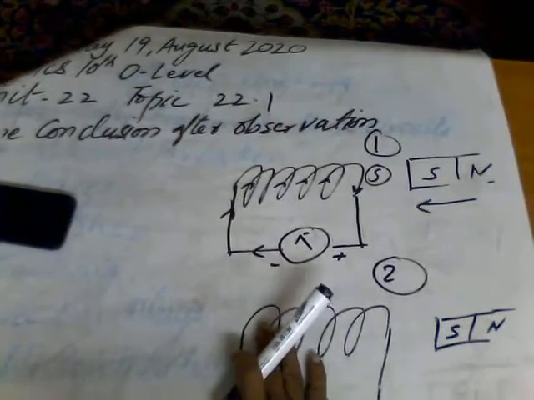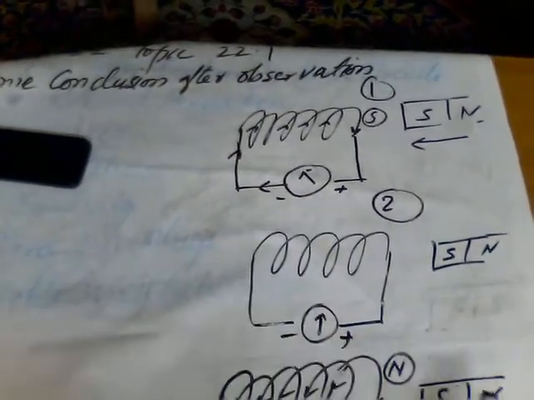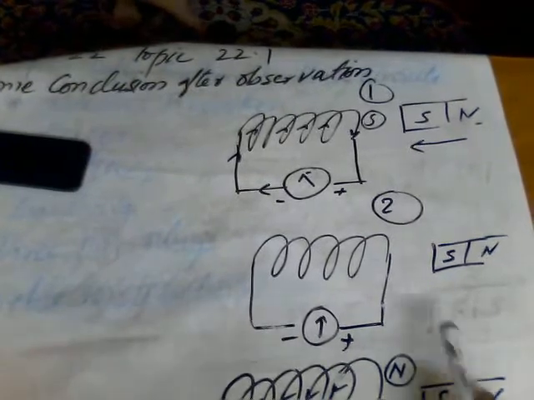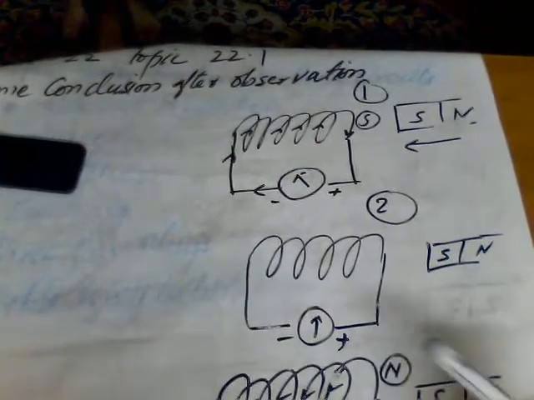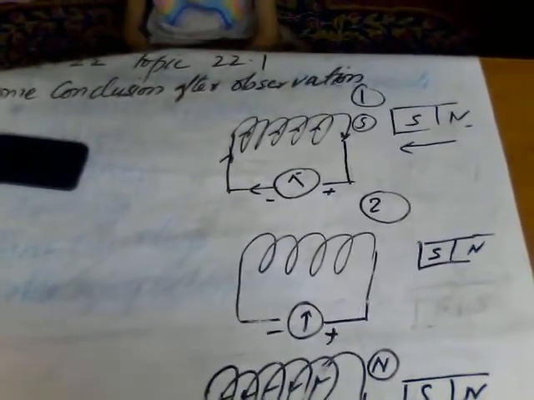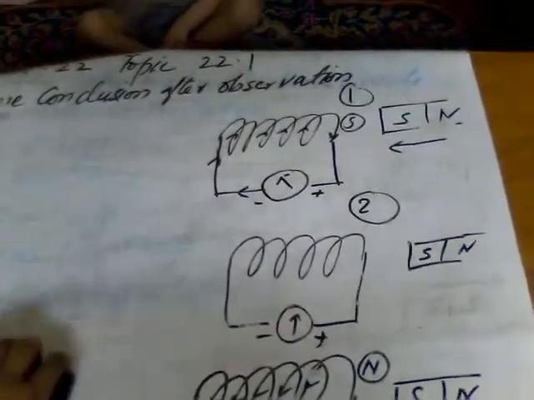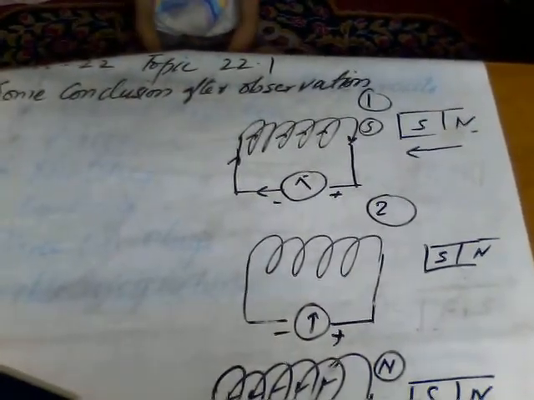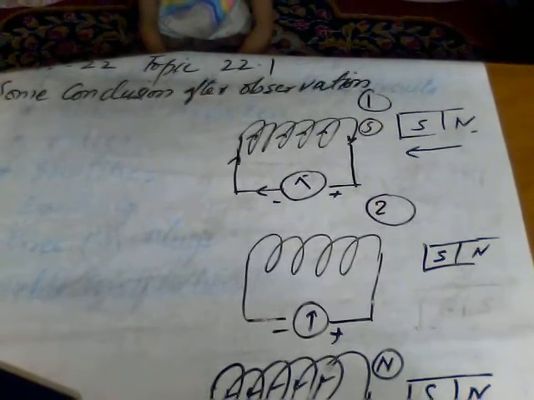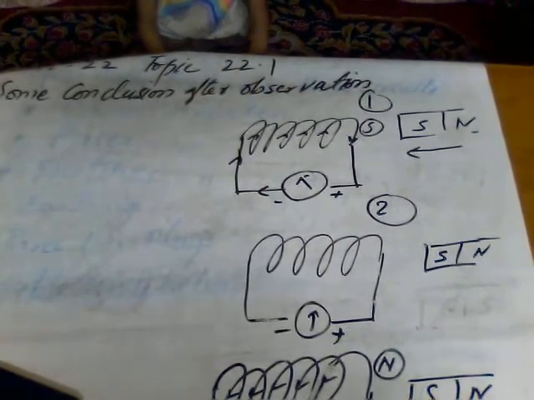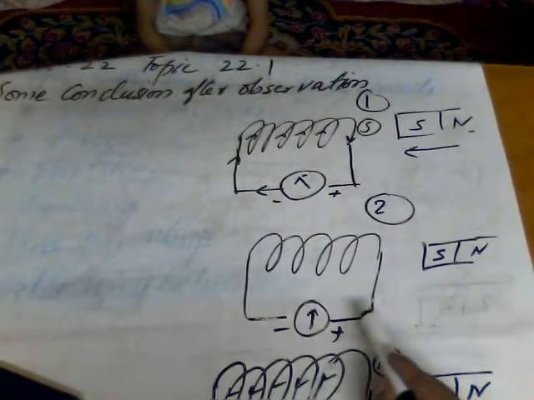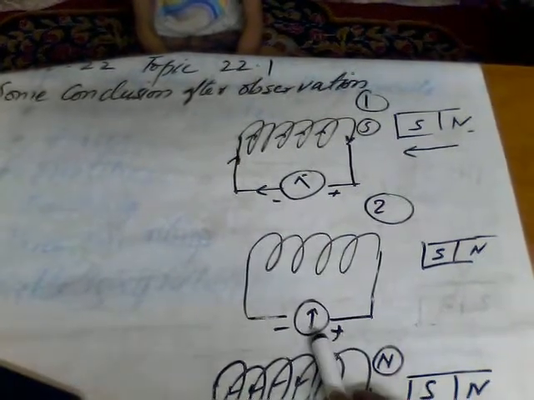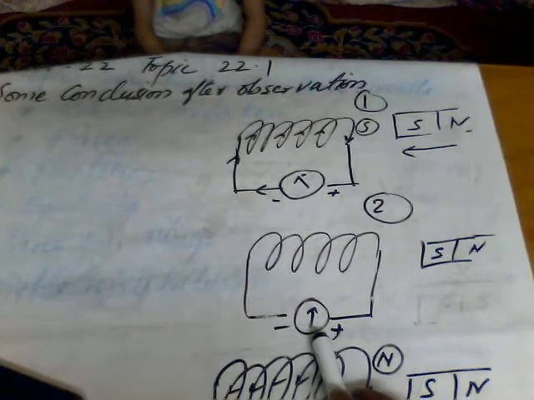In the second figure, the magnet is stationary. The solenoid, the coil, is also stationary, no motion. Both are in the rest position. Therefore, no electromagnetic flux changes. Unless we change the flux, there will be no EMF produced in the solenoid. So the needle shows no deflection. It means zero EMF.